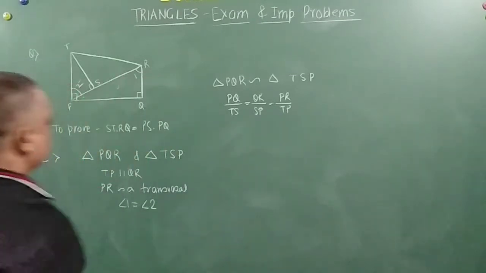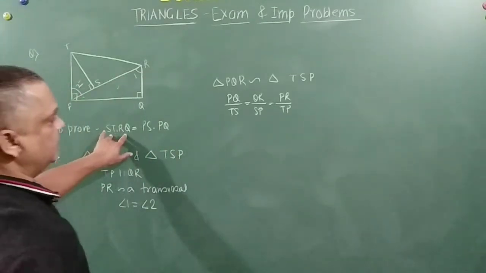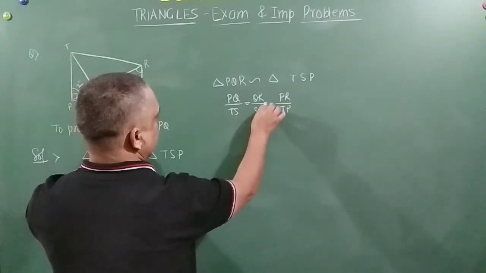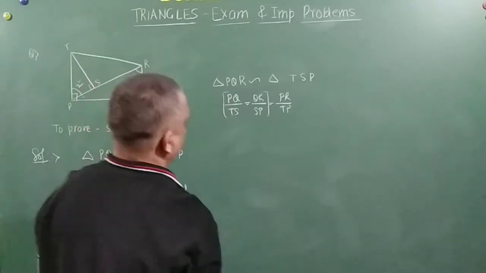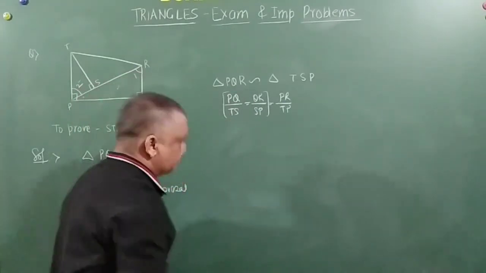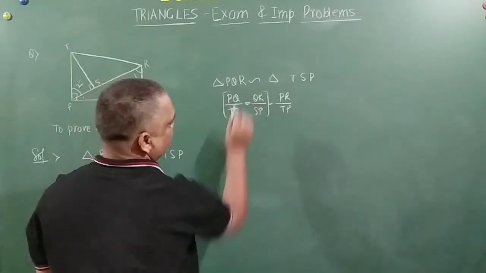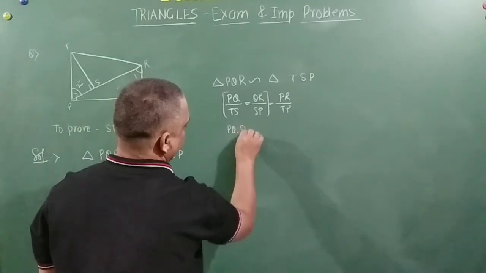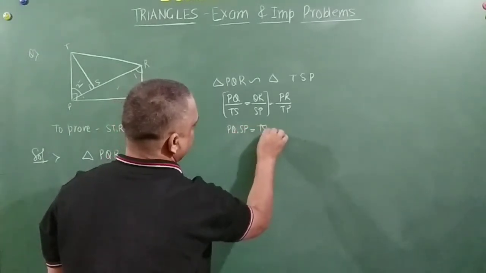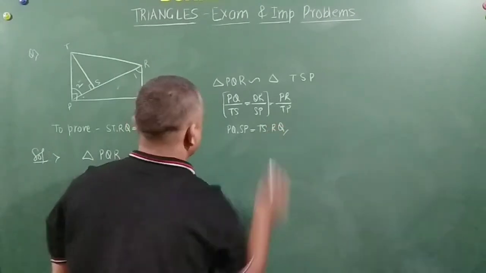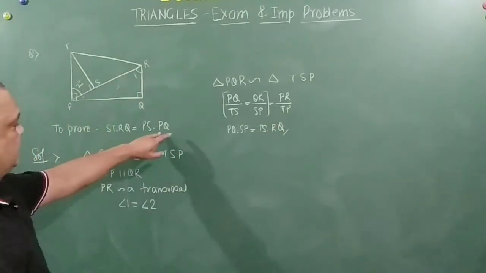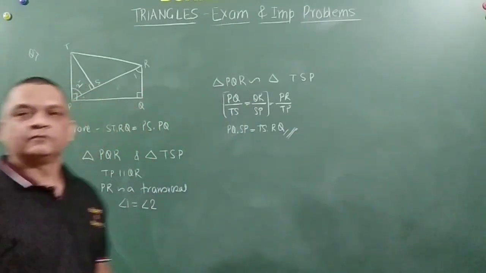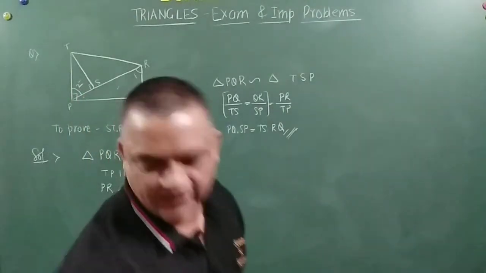Right, friends? And what is to be proved? See, ST and RQ are there. So ST, I will keep this, and RQ, I will keep this. So I will keep these two. What happens is that when I cross multiply these two statements, I get PQ into SP is equal to TS into RQ. Was this to be proved? PQ into PS is equal to ST into RQ. Yes, hence proved. Right, friends? Okay. So let's move on to the next one quickly.